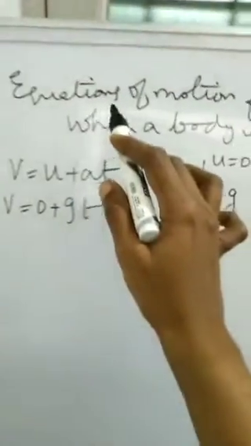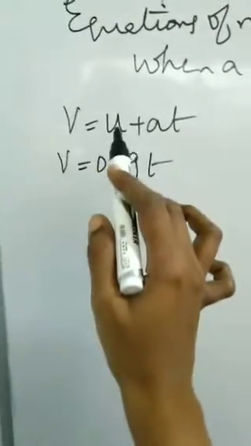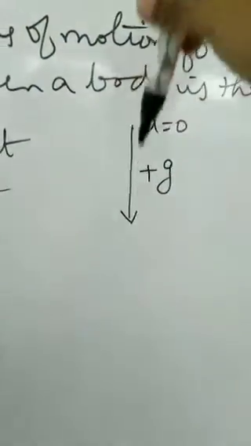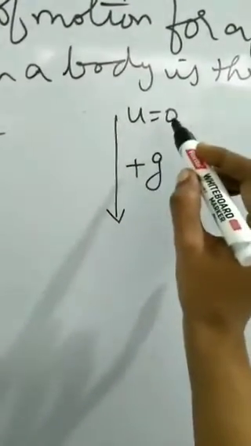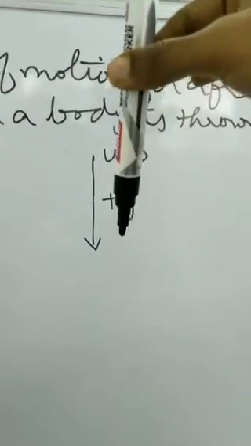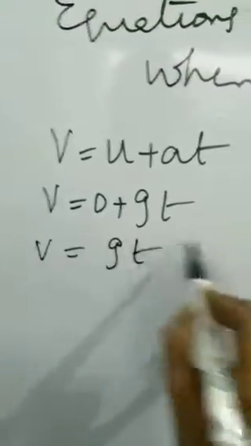Let us see a very important concept, equations of motion of a freely falling body, or when a body is thrown up. For example, the first equation is v is equal to u plus at. For a body which is thrown down, that means a freely falling body, its acceleration due to gravity will be plus g. And its initial velocity will be 0 because initially when it is at rest, initial velocity will be 0. When it is thrown down, it is pulled towards the earth, so you will take it as plus g. Substituting u is equal to 0 and a is equal to plus g, you will get the equation v is equal to gt.